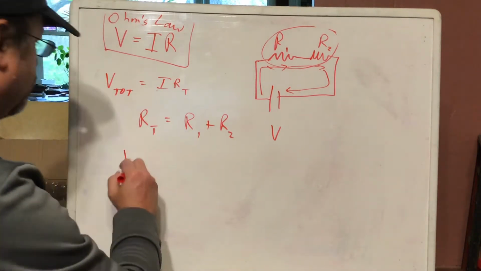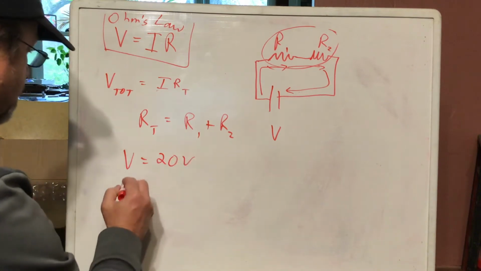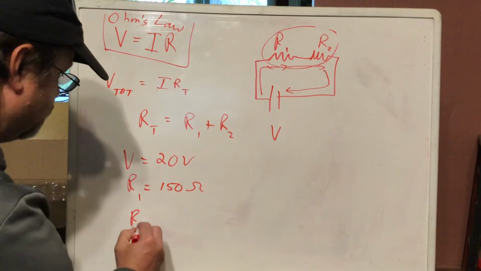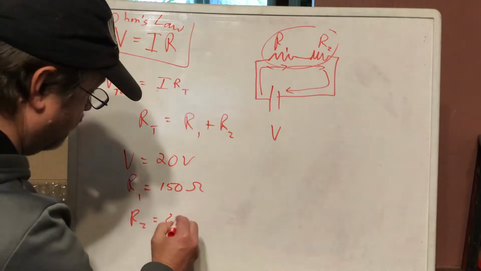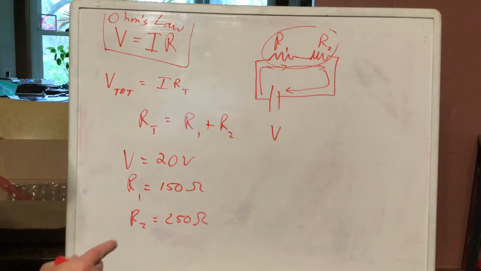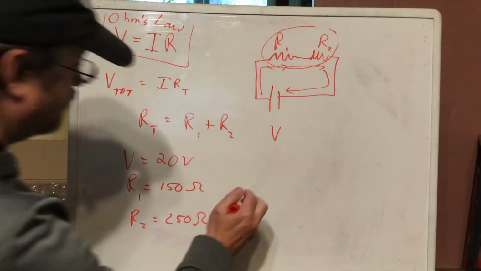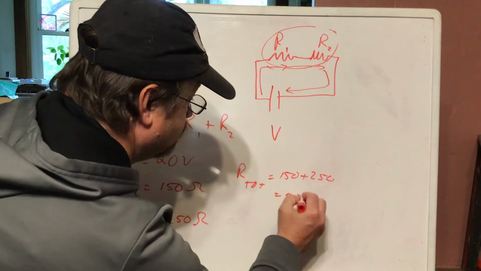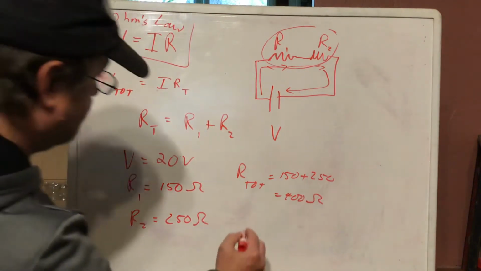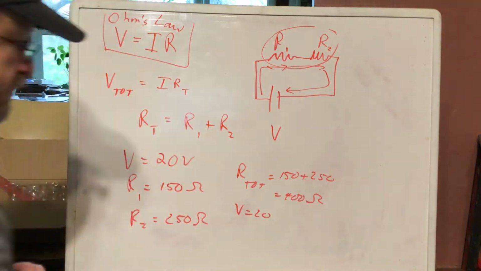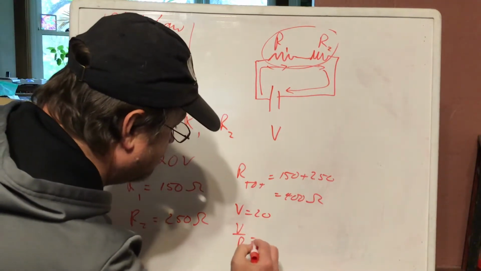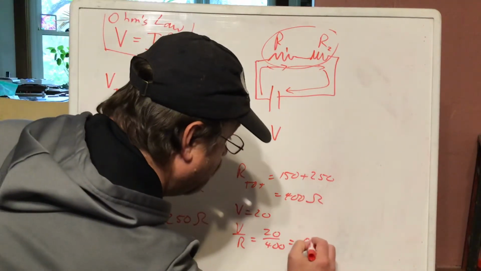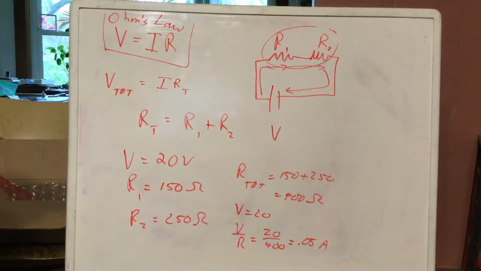So for instance, let's say that our voltage is 20 volts. Let's say resistor 1 is 150 ohms. Let's say resistor 2 is 250 ohms. I look at the total resistance. Resistance total is 150 plus 250. It's 400 ohms. And I say, okay, well, the voltage is 20, the total resistance is 400 ohms. So if I want to know what is the current, it would be 20 over 400, which looks like 0.05 amps or 50 milliamps, okay?